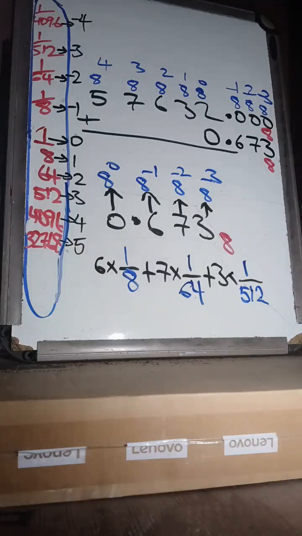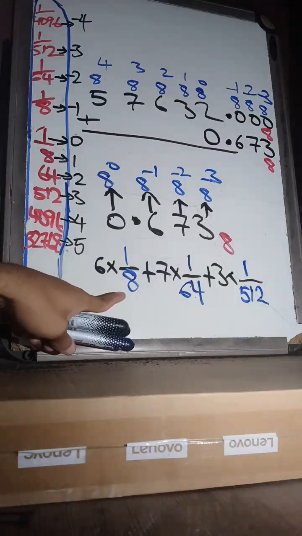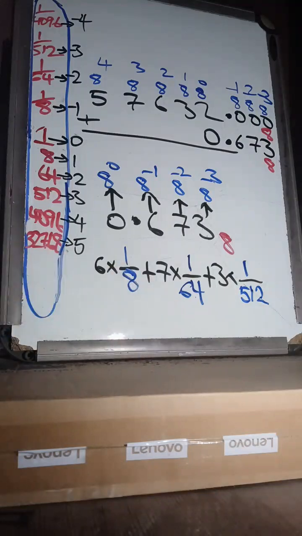And then of course, now the LCM of 8, 64 and 512 is going to be 512, right? So if 8 raised to the 3 is 512, that means I have to multiply this by 64 and this by 8.